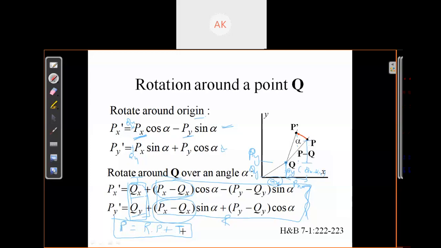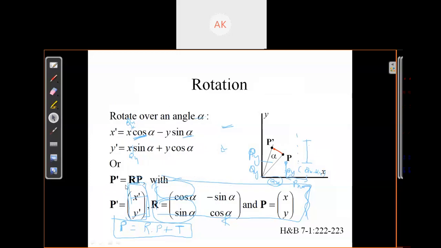But when your rotational point is the origin, your matrix form is P dash equals R P, where R is the rotational matrix and P is your original object position.